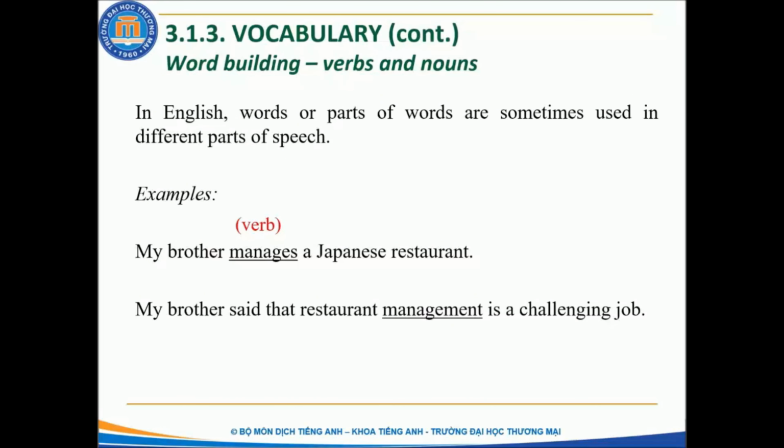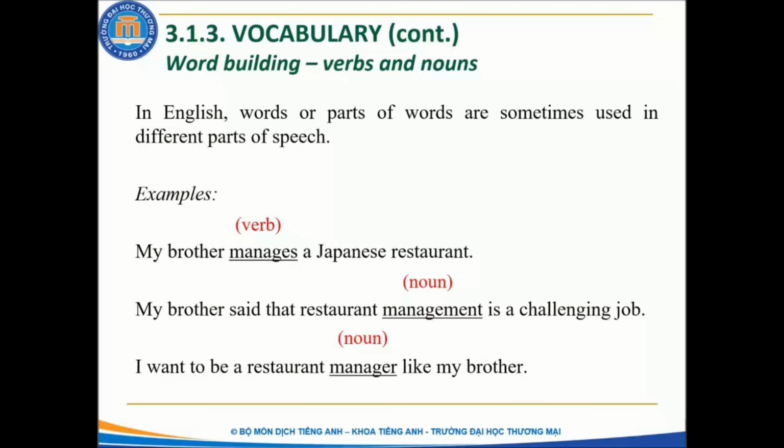My brother said that restaurant management is a challenging job. So in this sentence, management is a noun and it means the activity of running and controlling a business. And when I say I want to be a restaurant manager like my brother, so manager here is also a noun, and it means a person who is in charge of running a business.